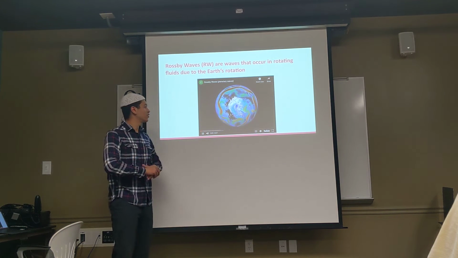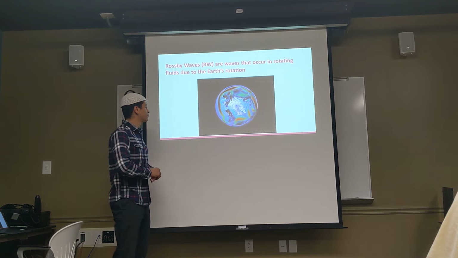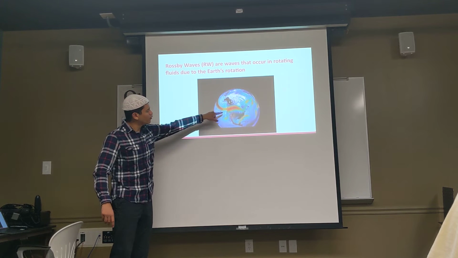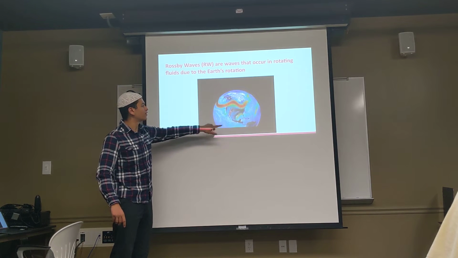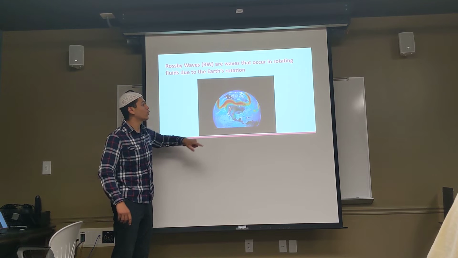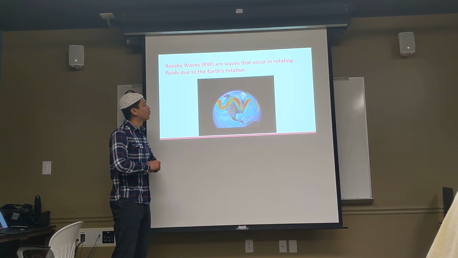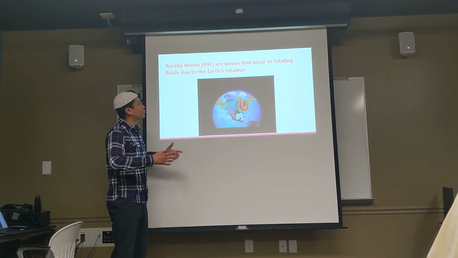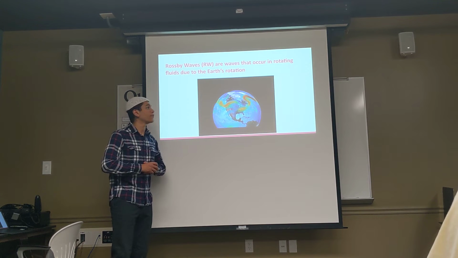So, Rossby waves. First, what do they look like? Like this. So these are the waves right over here, and the dark red part is where they're fastest, and the light blue part over here, for example, is where they're slowest. So here's the crest, and here's the trough. So what exactly are we looking at?